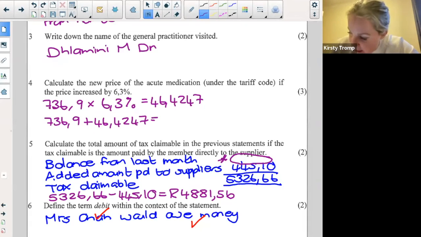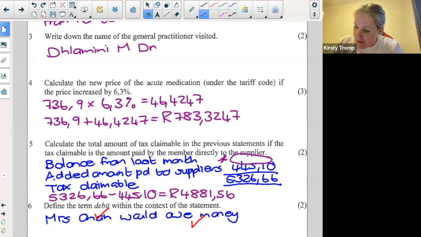And when you do that, you're left with 736.9 plus 46.4247, which gives 783.3247.